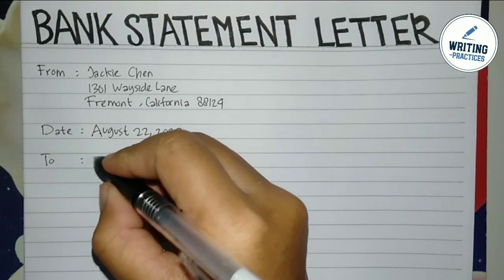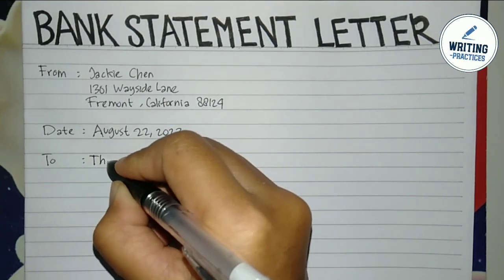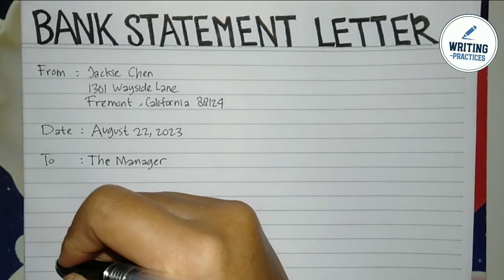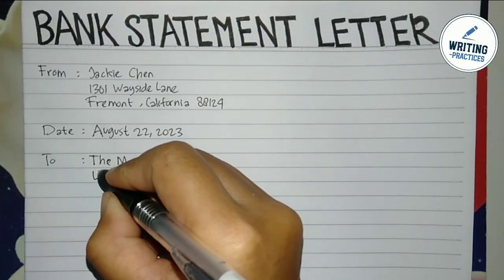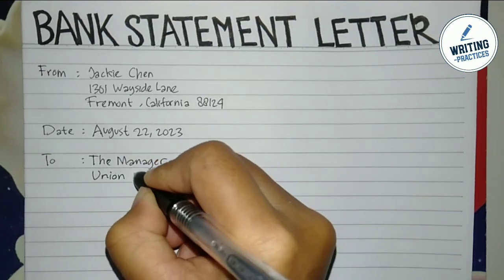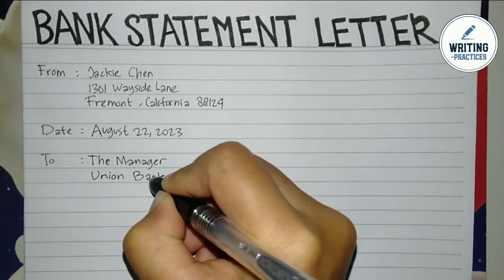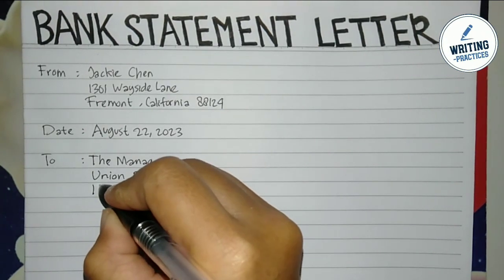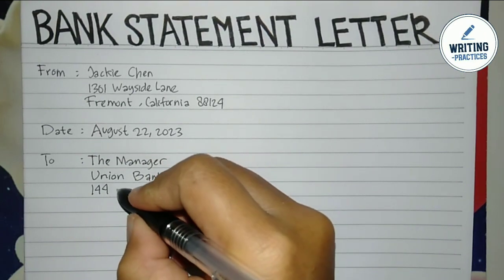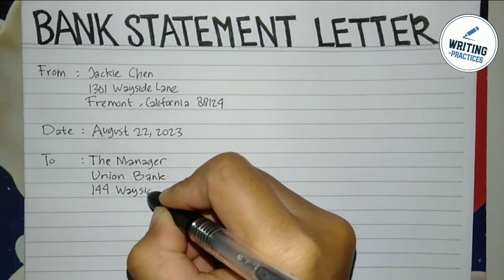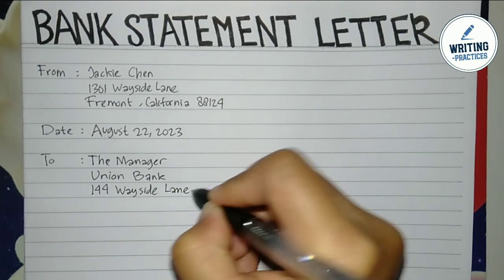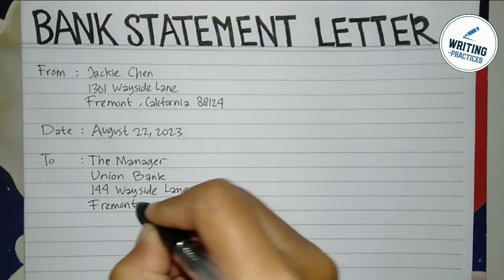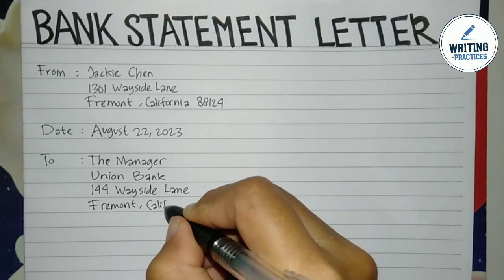Once you have finished, write the information about the recipient. It is okay if you don't know the name. Here, just address the letter to the manager of the bank. Under it, write the name of the bank. In this case, it is Union Bank. And write also the address of the bank. You can write the complete one by including the number, street name, city, state, and zip code.